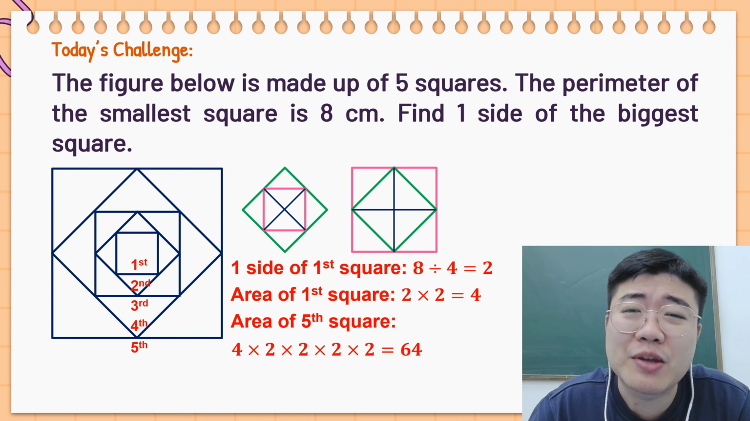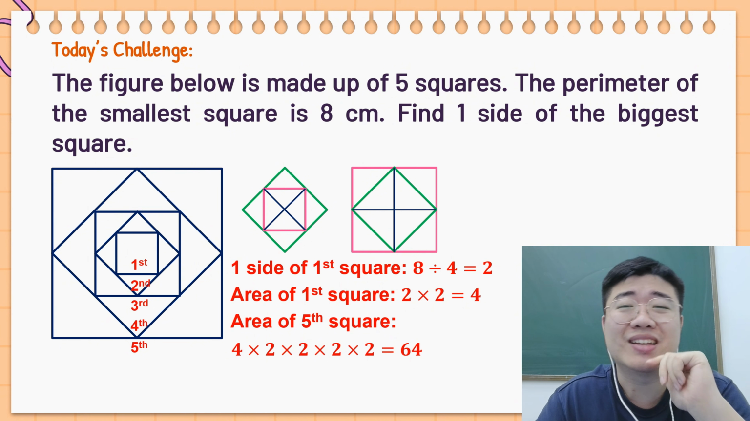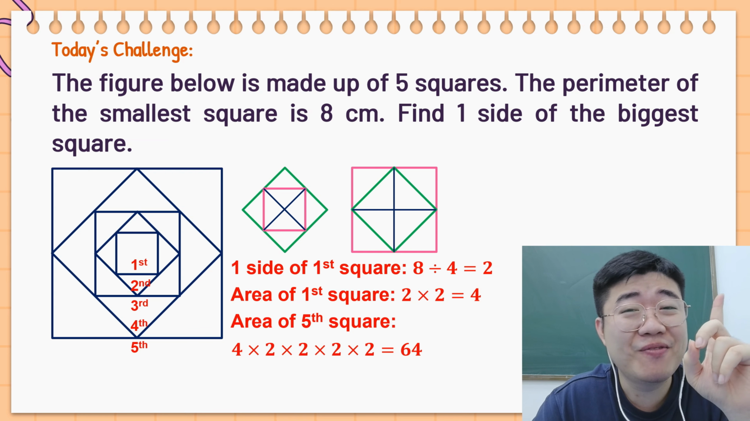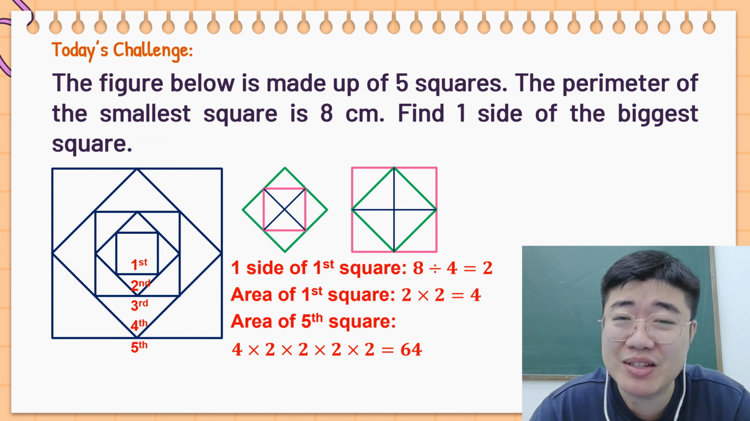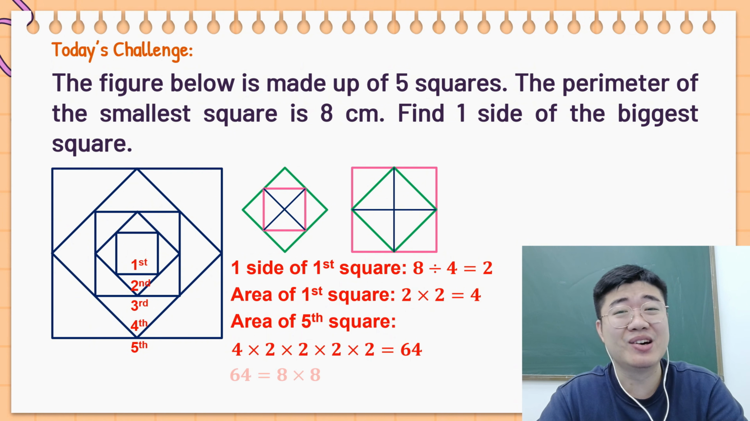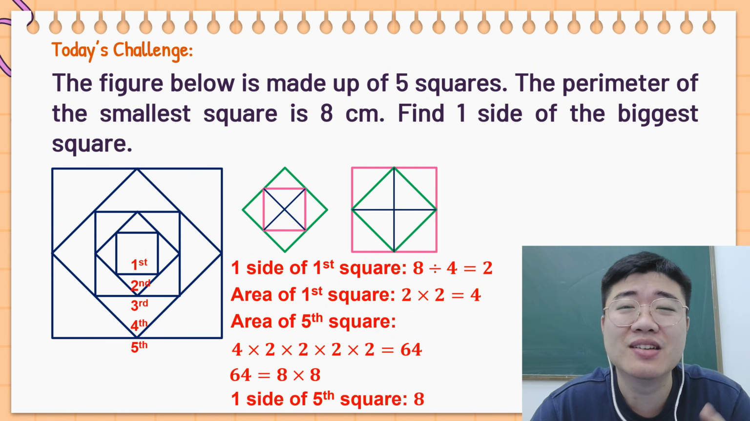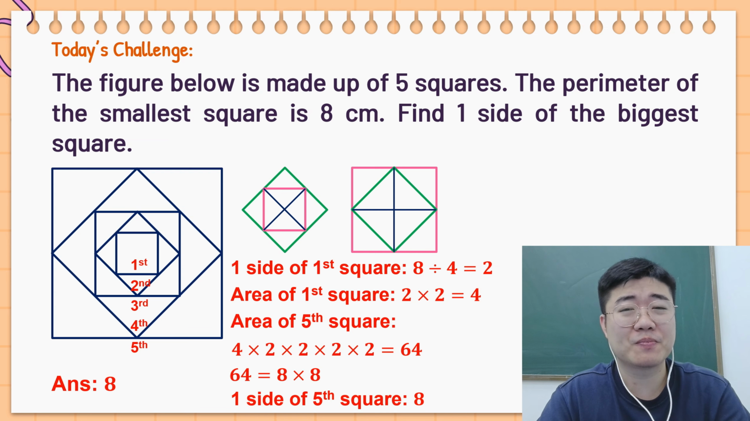Now, if the area of the bigger square is 64, what's one side of the bigger square? Oh, we know, right? We can use the square numbers. This is 8 times 8 equal to 64. So one side of the square is 8. We get the answer again.